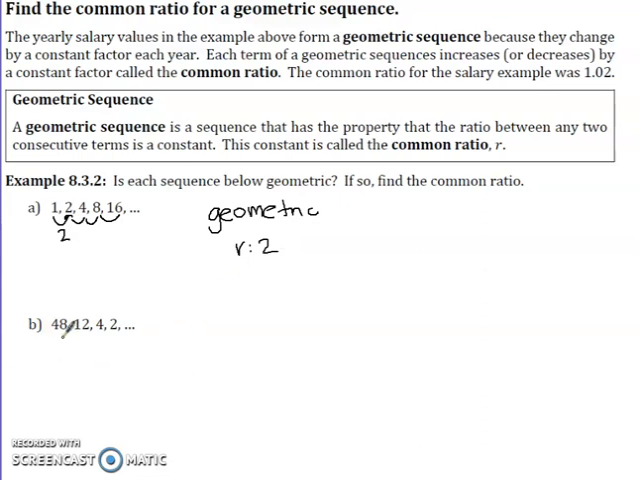Now for the second sequence, 48, then 12, I need to multiply if this is going to be geometric, so I'm going to multiply to get to 12, and I would be multiplying by 1/4. Well, 12 multiplied by 1/4 is not going to be 4. 12 multiplied by 1/4 would actually be a positive 3. So in this case, we have a sequence that is not geometric. They don't ask us to find the pattern for anything that's not geometric, so we're just going to go ahead and say it's not geometric and stop there.